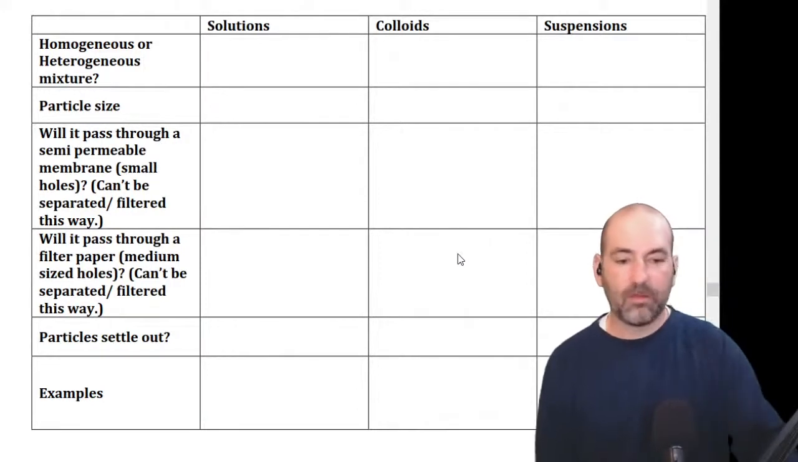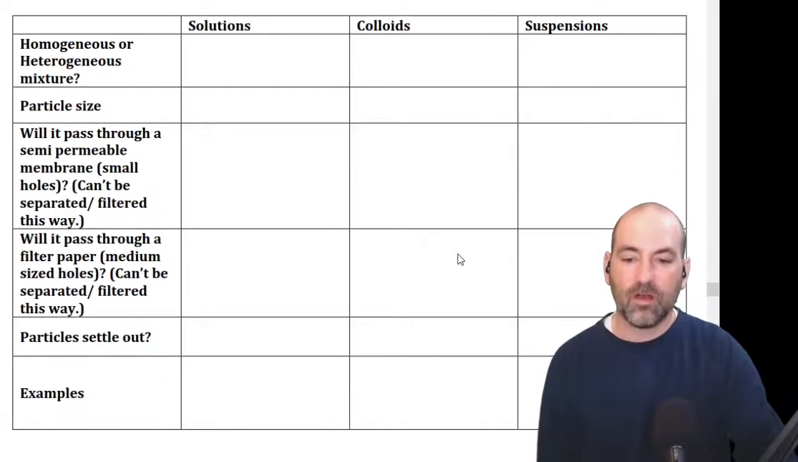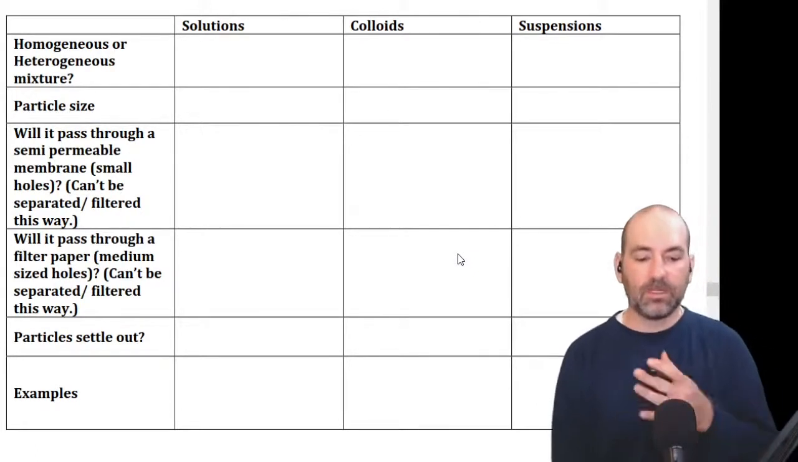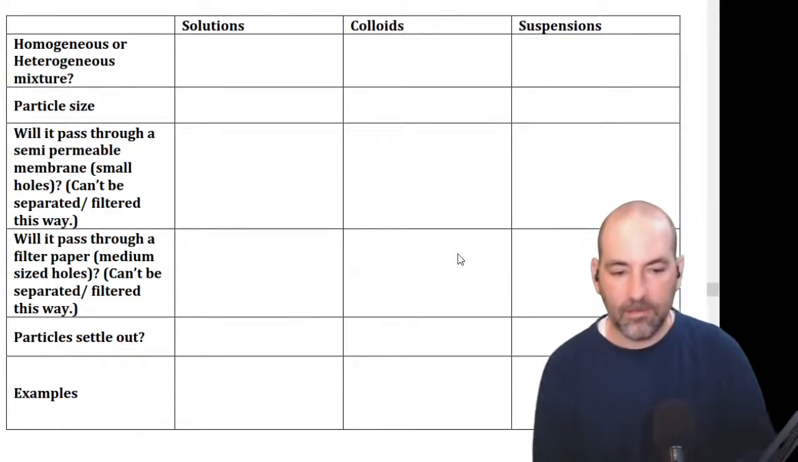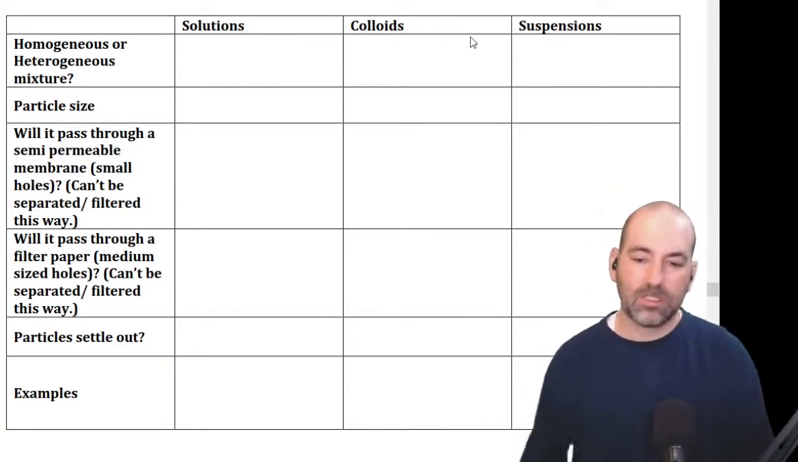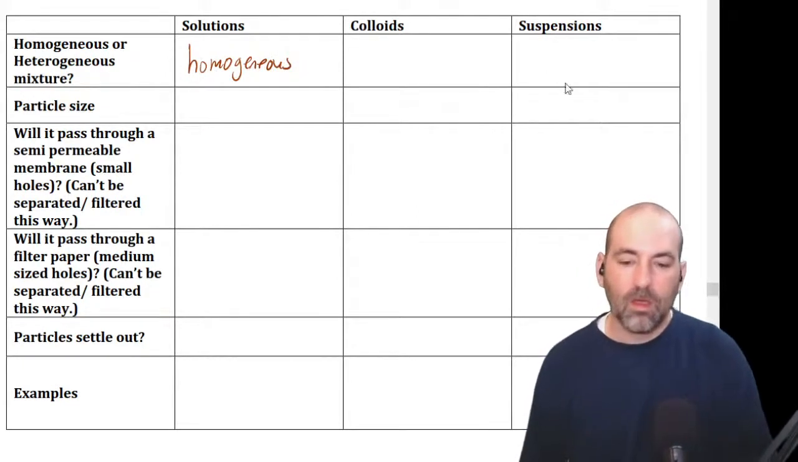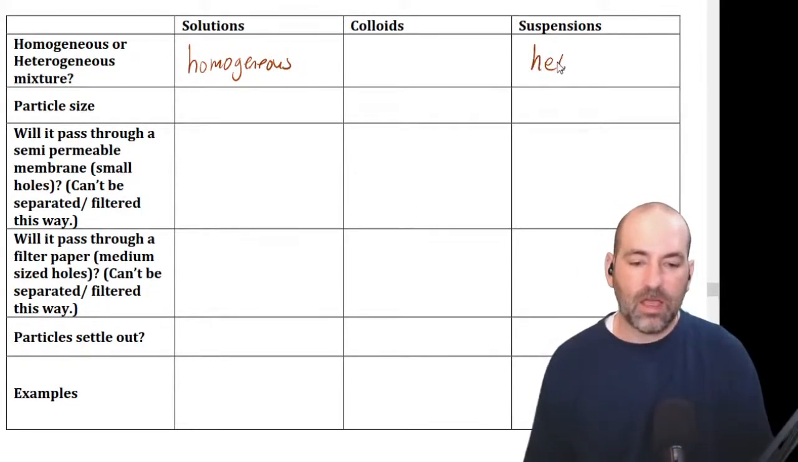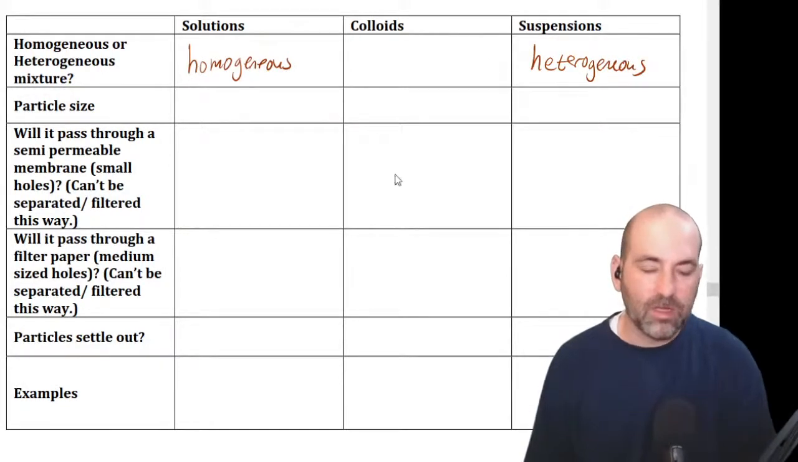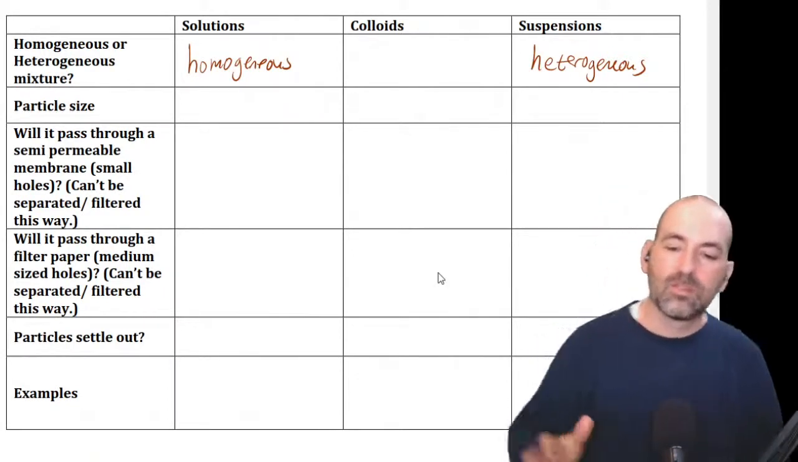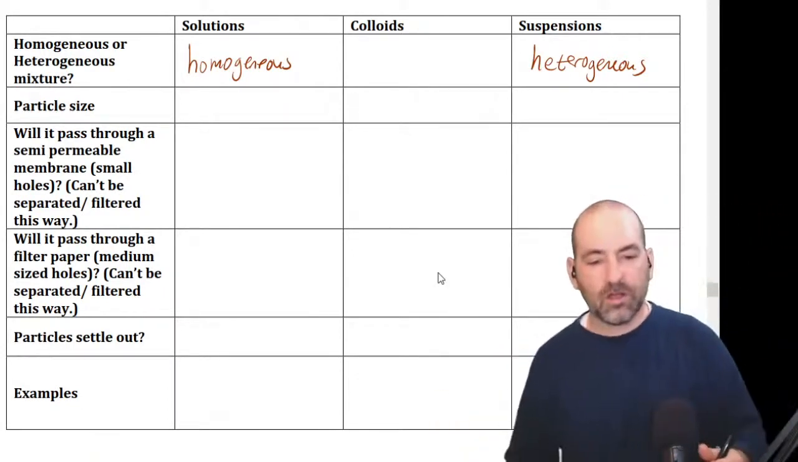There are a couple other important types of mixtures that are similar to solutions, but different enough that we need to carefully define them. And that is colloids and suspensions. So solutions are a homogeneous mixture, whereas suspensions are a heterogeneous mixture. And we're going to leave the colloids for last because you'll see they're kind of a weird middle ground. So the solutions are homogeneous, suspensions are heterogeneous.